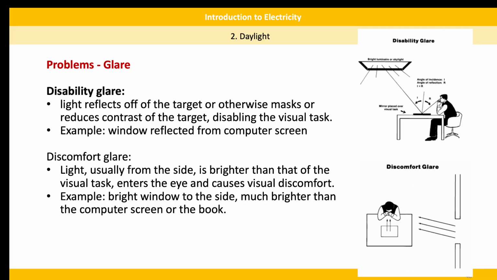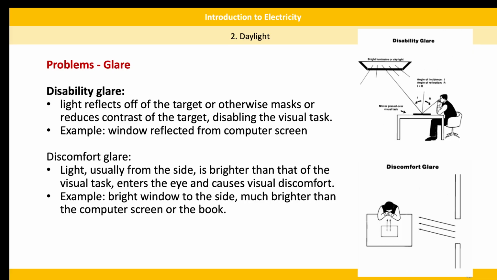And this one, the problem of glare, is very important. Whether you are an architecture engineer or in construction management, you need to know that glare is very bad for a building. Disability glare is light that reflects off the target and otherwise masks or reduces the contrast of the target, disabling the visual task. If you want to sit close to the window, especially at noon or in the afternoon, the daylight is very strong. So at this area and time, if you want to read some words, use your PC or laptop, or read a book, it is very hard.